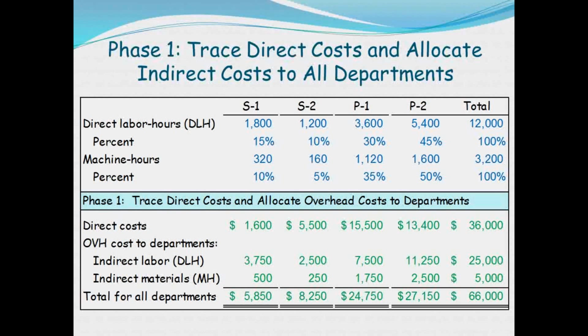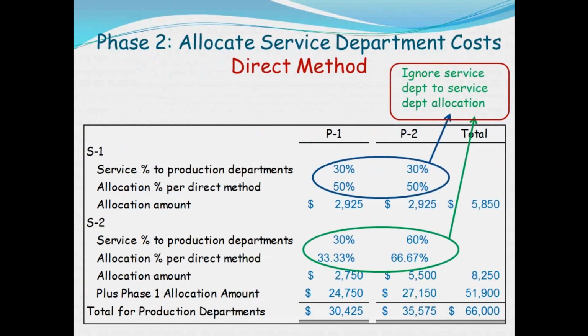And that's what you do in your first step of service department allocation. This analysis is the same no matter what model you use. So step 1 is always the same: get the costs into their appropriate department. It doesn't matter whether it's service or production. Now we go into the second and third phases, which differ depending upon the method.